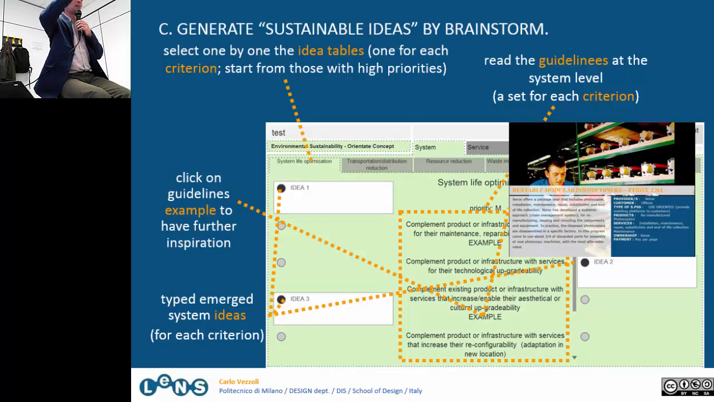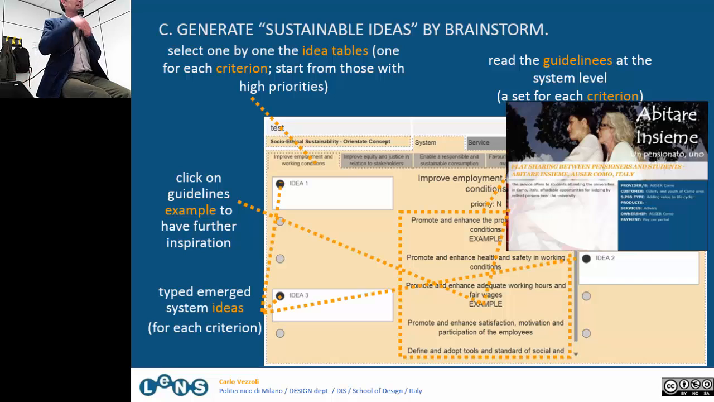Maybe you say it's not that you have to remember everyone by memory, but in general terms you have to know what the orientation related to that is. The same happens for the socio-ethical dimension. So you click on the socio-ethical oriented concept, you find the 6 idea table with the different 6 criteria, with a different set of guidelines that may support you, with a different set of examples related to the guidelines, and then you brainstorm and you generate the idea.